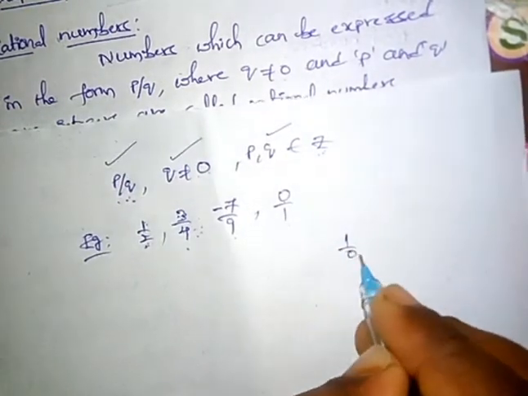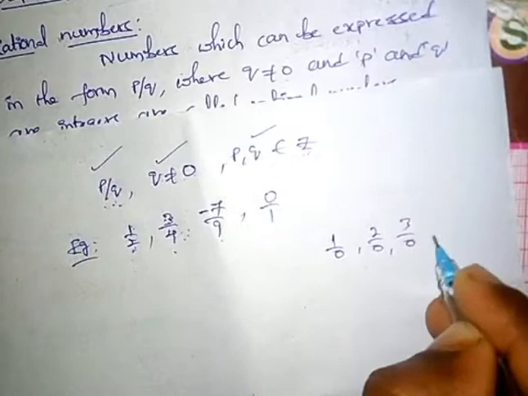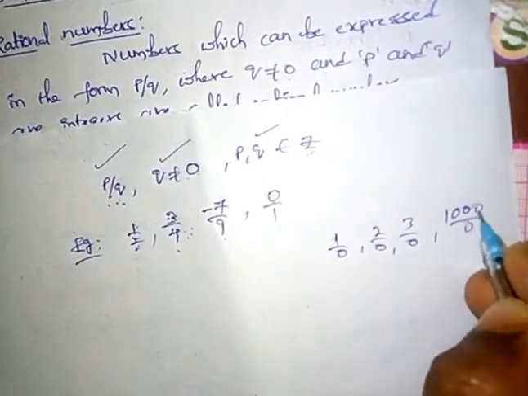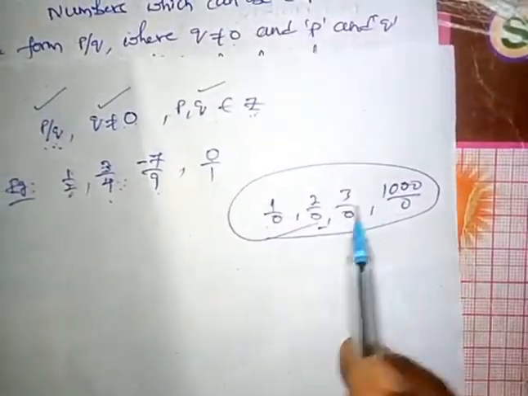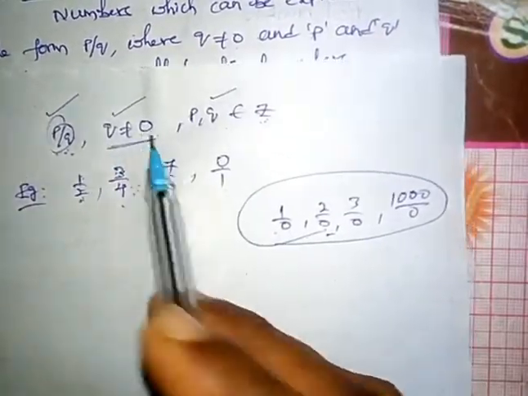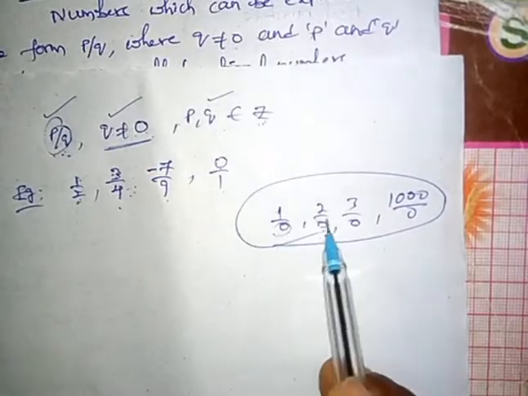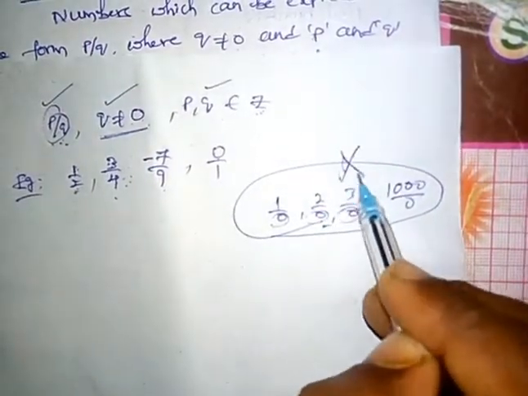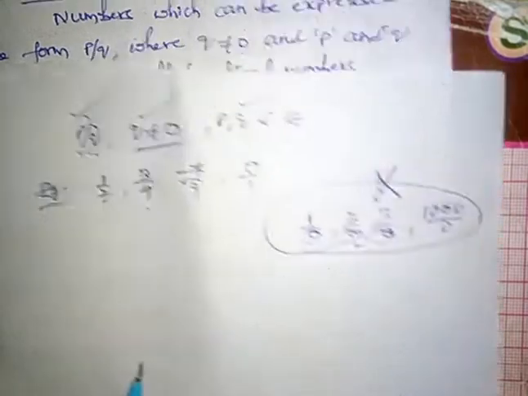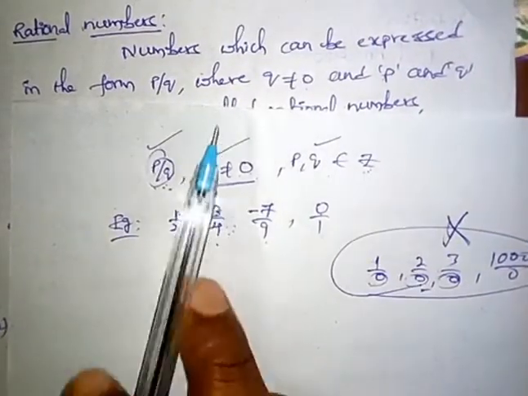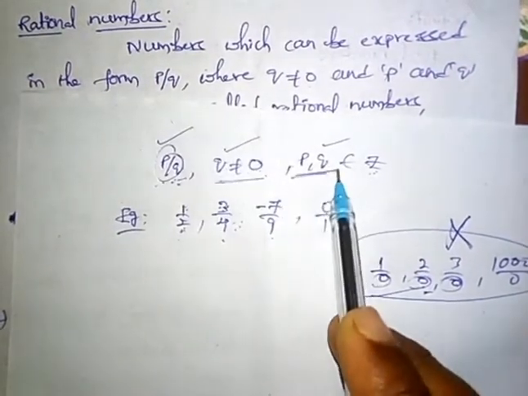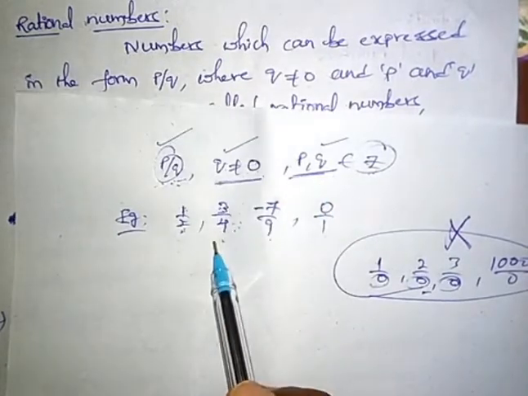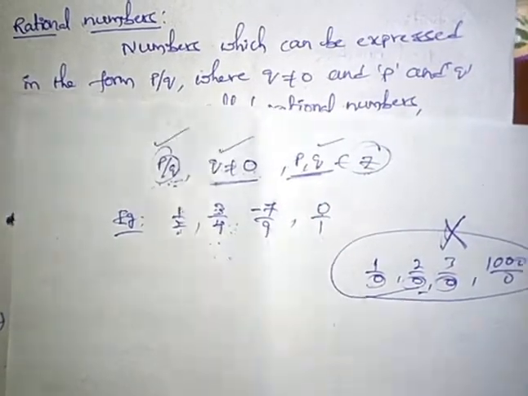But 1 by 0 or 2 by 0, 3 by 0, anything by 0 is not a rational number because according to the condition, this is in the form of p by q, but for the second condition, q is not equal to 0, and here q is 0. That's why it is not a rational number. So finally we can conclude that rational numbers are in the form of p by q, where p, q are integers and q is not equal to 0. Such type of numbers are called rational numbers.